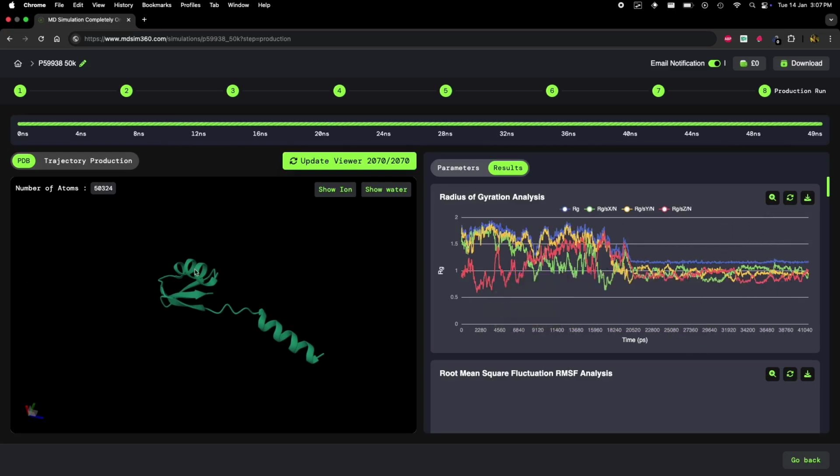So, what exactly is radius of gyration? Simply put, it measures how compact the protein is. It's calculated around the protein's center of mass, helping us track how folding is progressing. On the x-axis, we have time, and on the y-axis, we have radius of gyration. The blue curve represents the overall radius of gyration, while other components show variations in different dimensions.